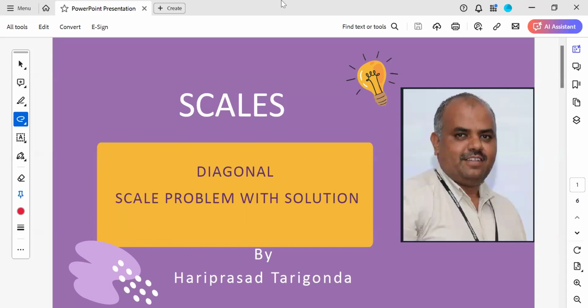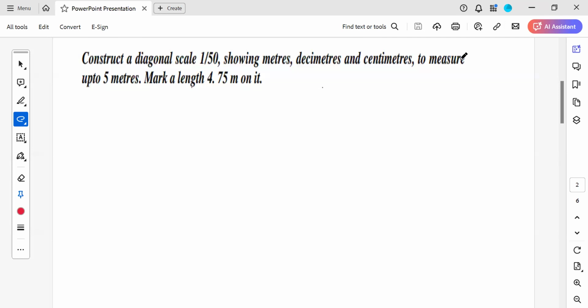Hi, good morning. Today we will see a diagonal scale problem with the solution. First, we will go to the problem. So, this is the problem given.